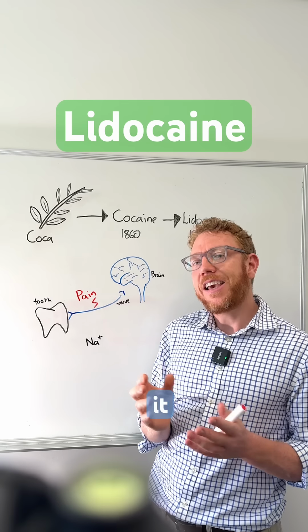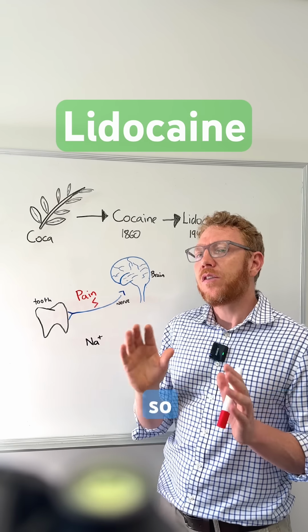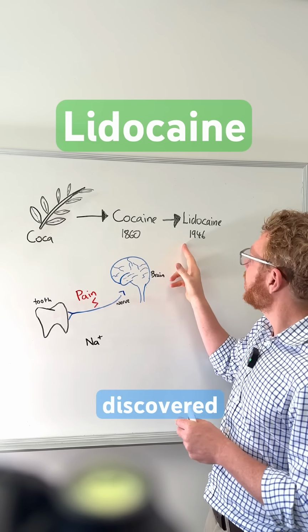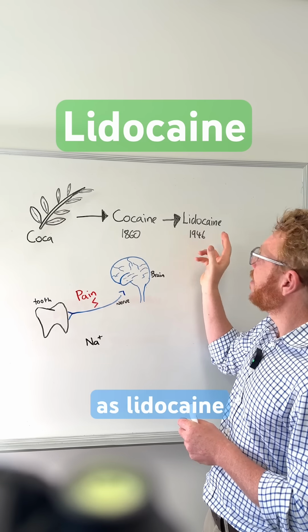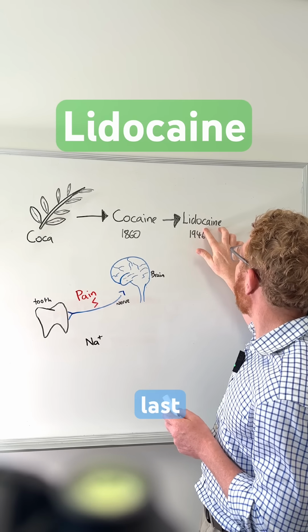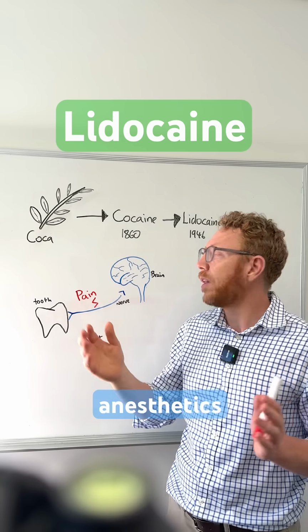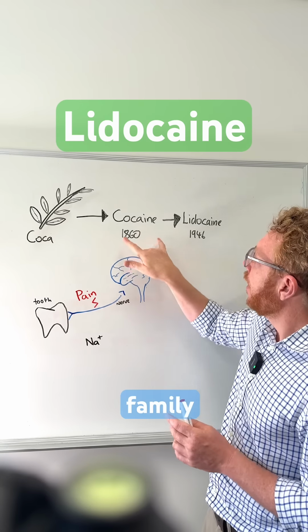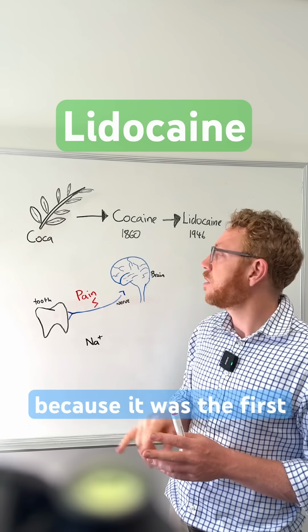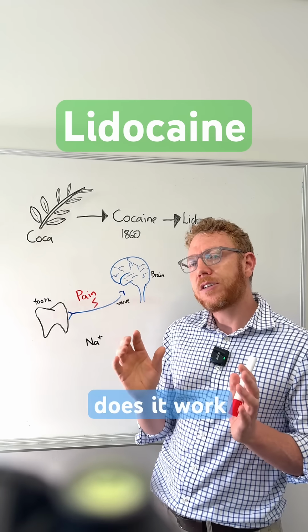But unfortunately, it came with a lot of side effects, toxic effects, and it was very addictive. So a synthetic version was discovered in 1946, known as lidocaine or lignocaine. As you'll notice, it has the same suffix, "caine". This is because all local anaesthetics from this family come from cocaine, since it was the first local anaesthetic ever used. But how does it work?